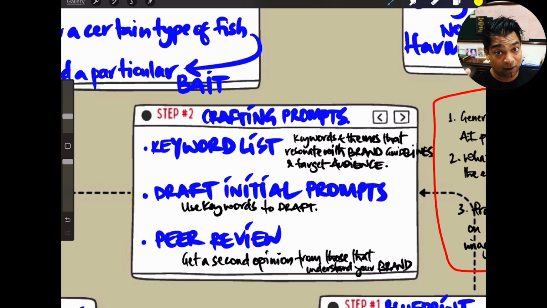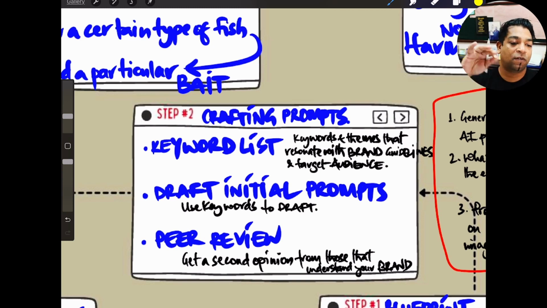The second bit in crafting prompts is to draft your initial prompts, and I'll show you some examples towards the end of this session. So you draft your initial prompts and use your keywords to draft those prompts. And then finally, peer review. When I'm talking about peer review, get a second opinion on what you're creating.